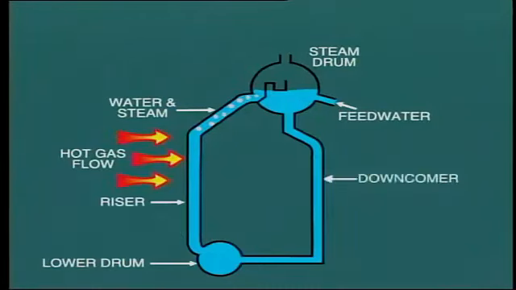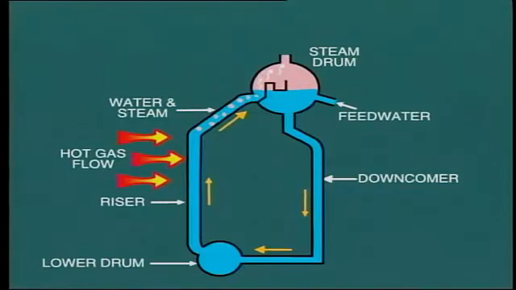Conversely, the tubes on the other side of the drum are known as downcomers. These tubes are in an area of lower temperature gas, thus no steam bubbles form. Consequently, the water in the downcomer tubes is more dense than the water and steam mixture in the risers. Therefore, this cooler, heavier water flows down on one side to replace the rising steam-water mixture on the other. This is known as natural circulation.